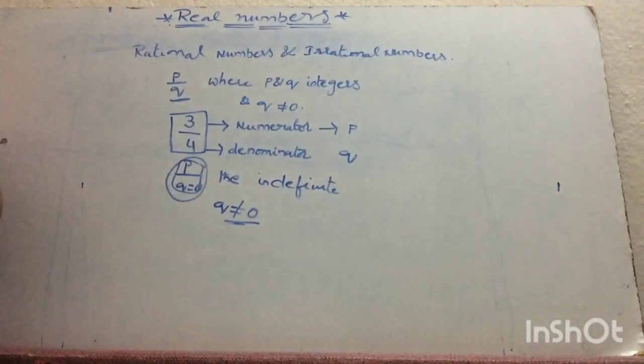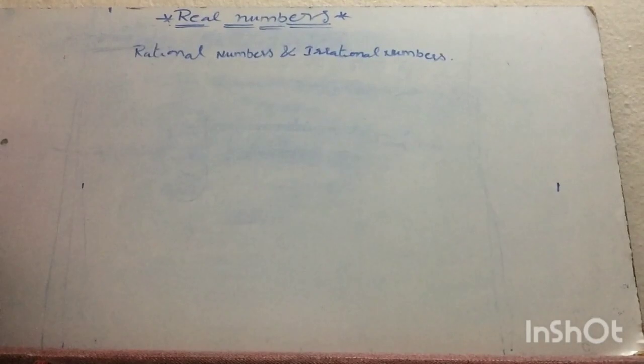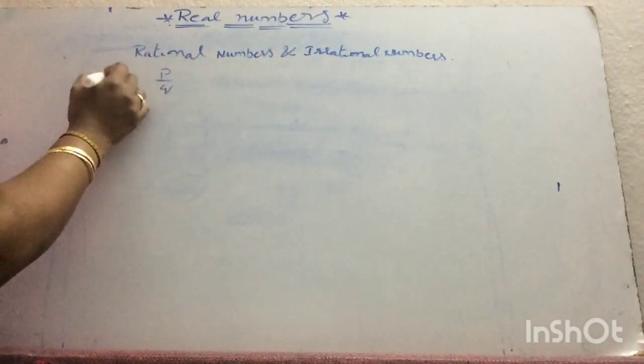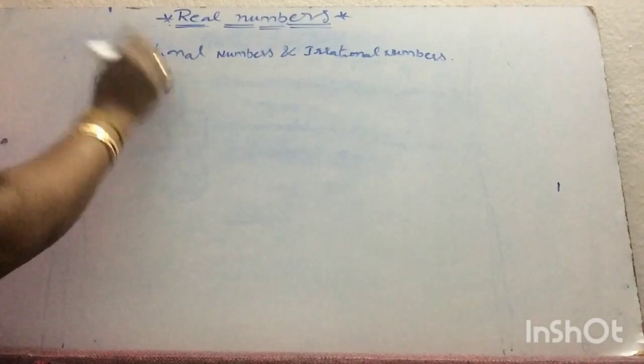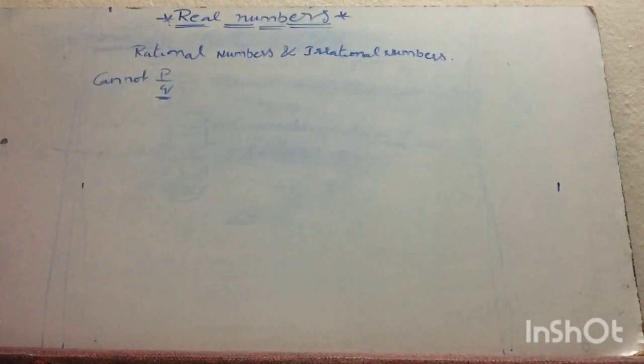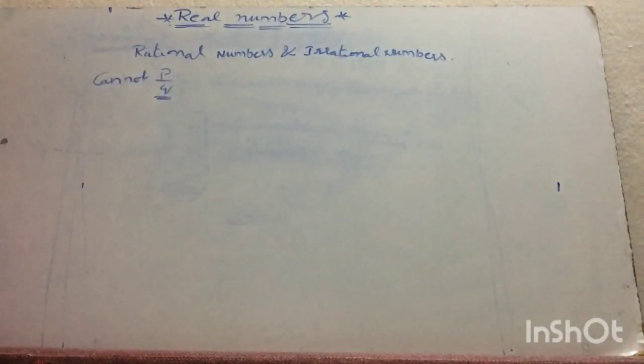Next, irrational number. A real number is called an irrational number if it cannot be written in the form of p by q, where p and q are integers and q is not equal to 0.